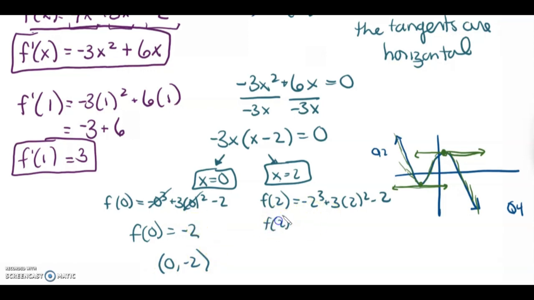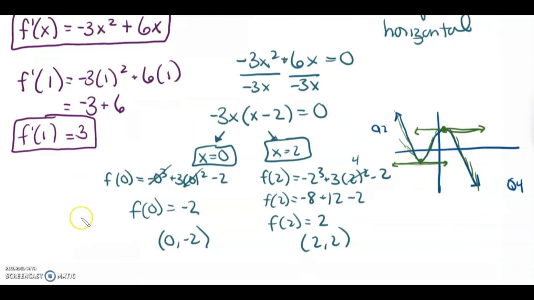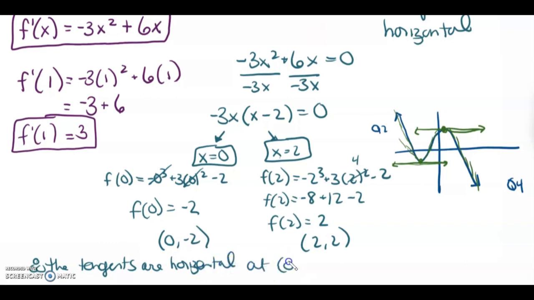And f at 2 is going to be negative 2 cubed, which is 8, plus 2 squared, which is 4. That's 12 minus 2. F at 2 is going to equal 2. So 2 comma 2. So we can say, therefore, the tangents are horizontal at 0 comma negative 2 and 2 comma 2.